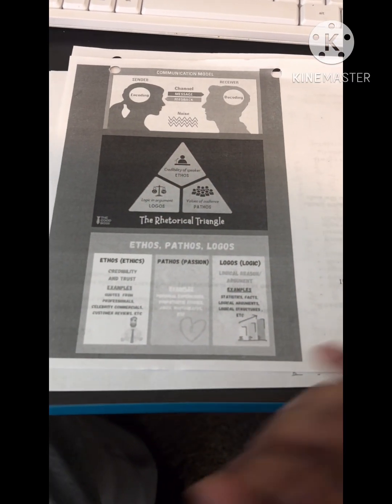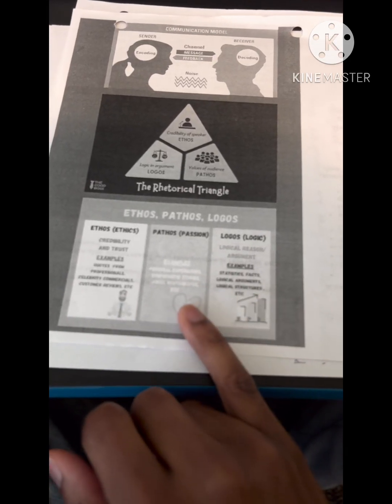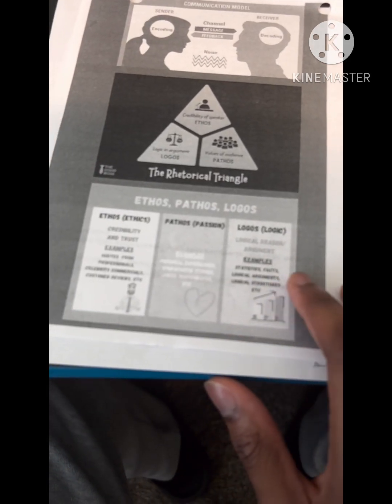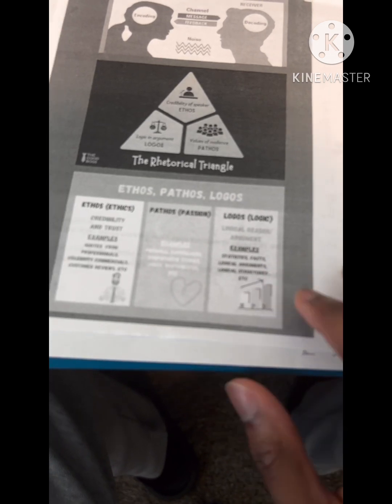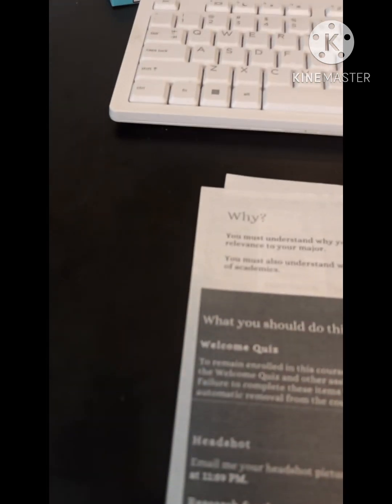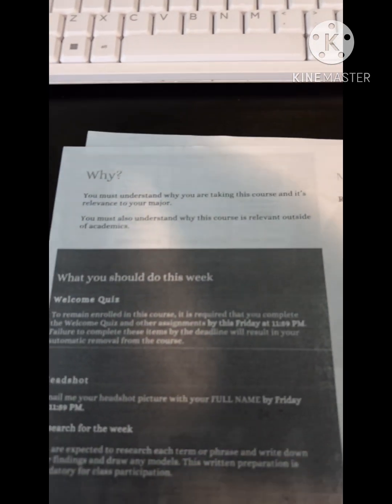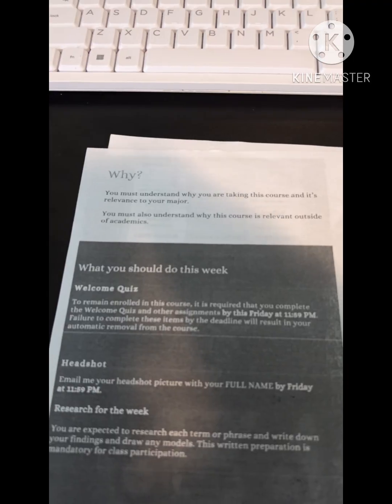And then we have examples of quotes at the bottom. And then we have pathos for passion. And then we have logos for logic, logical reasoning, argument. And we got some examples under there. Okay, so here we have why you must understand why you are taking this course, its relevance to your major. You must understand why this course is relevant outside of academics. I apologize if it's a little blurry. This thing has a hard time focusing.